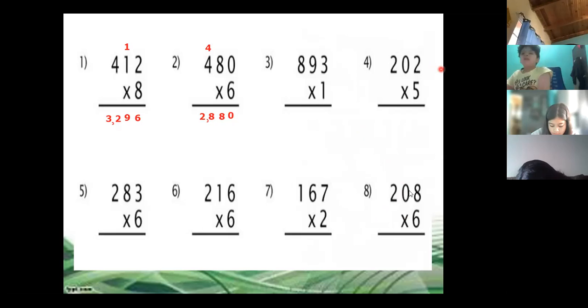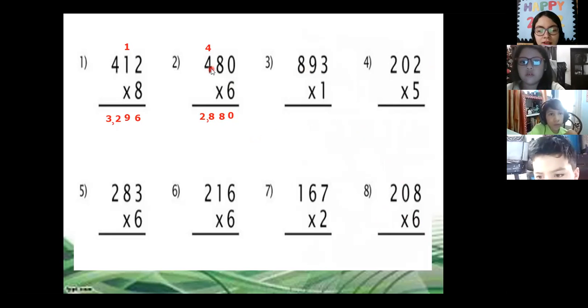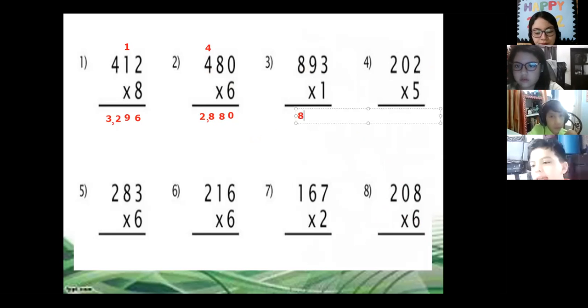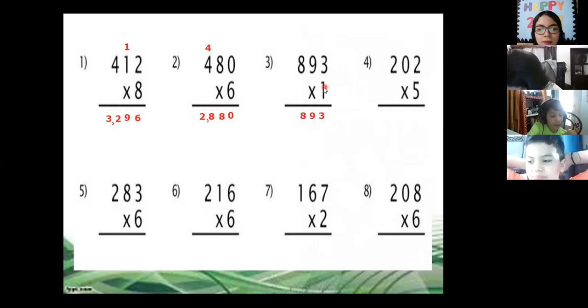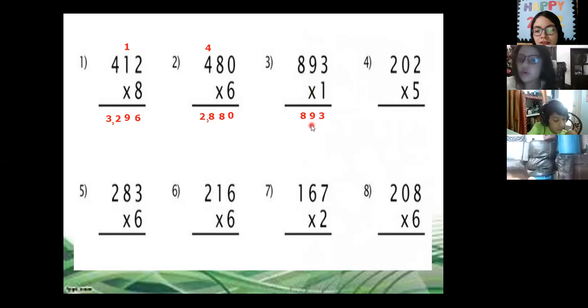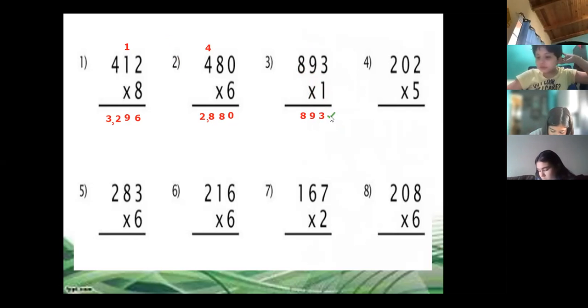Okay, let's see. Lucia says that you finished number 3, right? Lucia, can you tell me what is the answer of number 3? 893. Who has the same answer? Yes, it's correct. Remember that every single number that is multiplied by 1 is the same number. 3 times 1, 3. 9 times 1, 9. 8 times 1, 8. So you say 893 times 1, it's 893. Excellent. Let's put a check here, because it's by 1. You multiply by 1, it is an easy one, right?